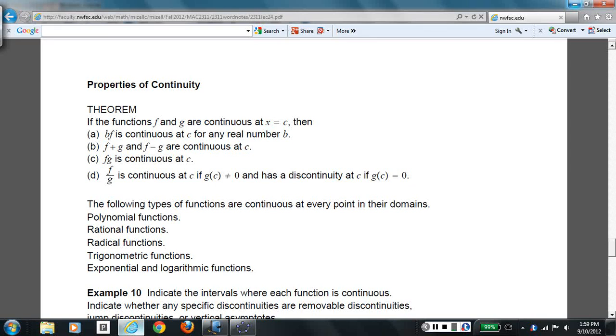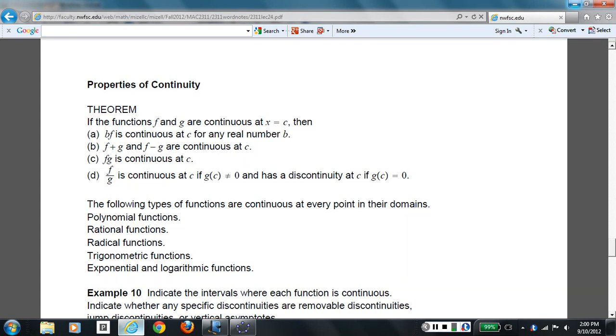Properties. What types of functions are continuous? Well, these properties of continuity turn out this way because the definition of continuity is tied so closely to the definition of limit. Properties that we looked at for limits are very similar to these properties involving continuity.